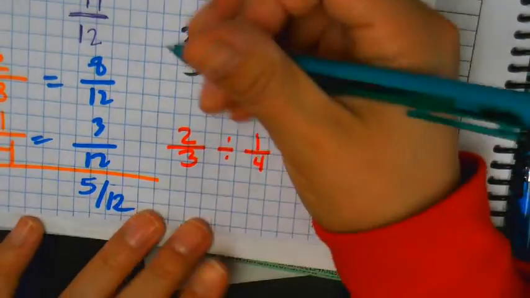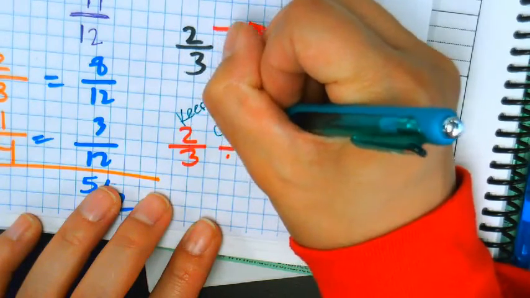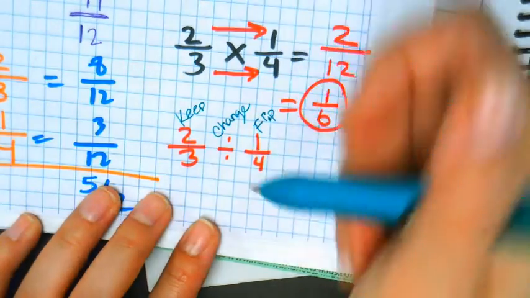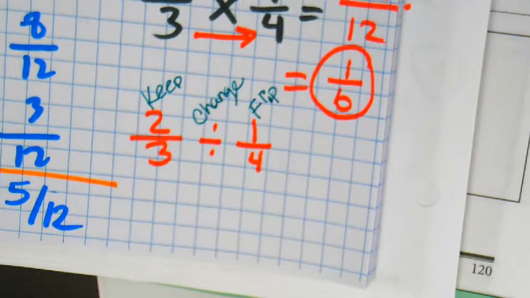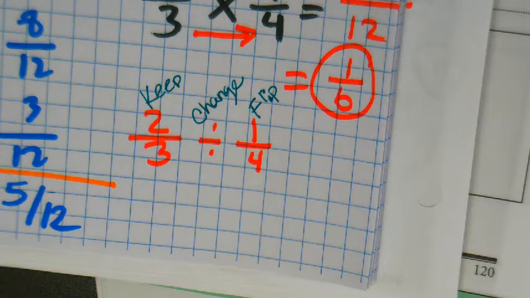Write this down. Keep, change, flip. It's in there somewhere. We just have to fish it out. Keep, change, flip. You have to flip the second fraction. So when you divide fractions, you actually don't divide. You actually multiply. But you have to rewrite it. You know how I hate subtraction and when I have you change it? Same thing here. When you have division, you actually have to change it when it comes to fractions.